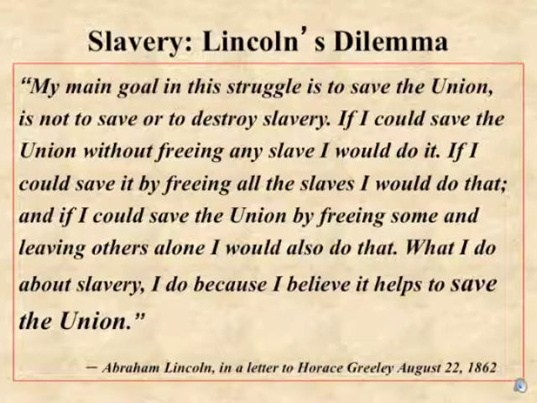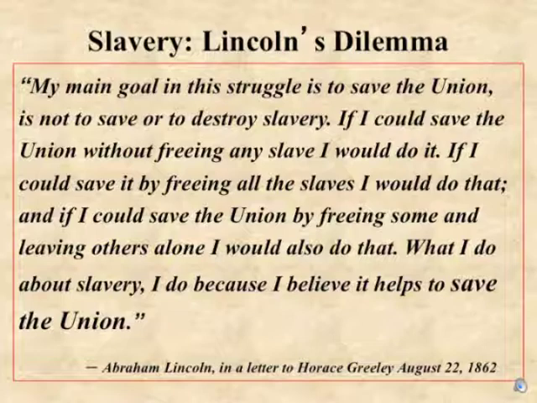Slavery, Lincoln's big problem, the problem of every major president. Lincoln is going to deal with it a different way than most presidents have, but that doesn't necessarily mean he wanted to. Let's take a look. He sends a letter to a man named Horace Greeley in 1862, so the war's already been going on for like a year, and it says, "My main goal in the struggle is to save the Union.